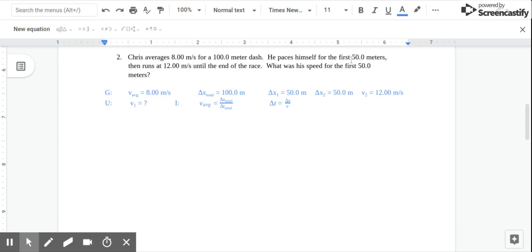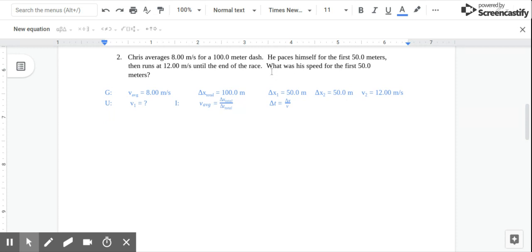He then paces himself for the first 50.0 meters, so that's change in X1, then runs 12.00 meters per second until the end of the race. So V2 is 12.00 meters per second. We already know that X total is 100, and the first part was 50, so the second part is going to be 100 minus 50, which is 50. So change in X2 is 50 meters.